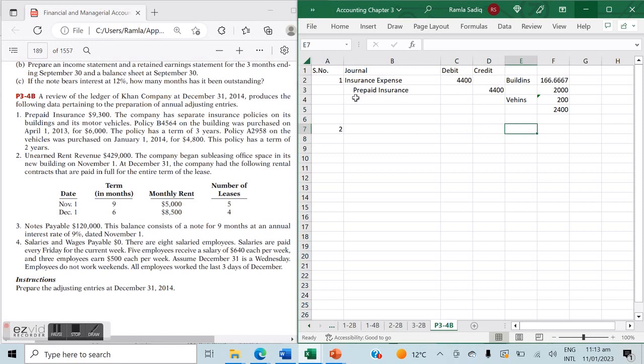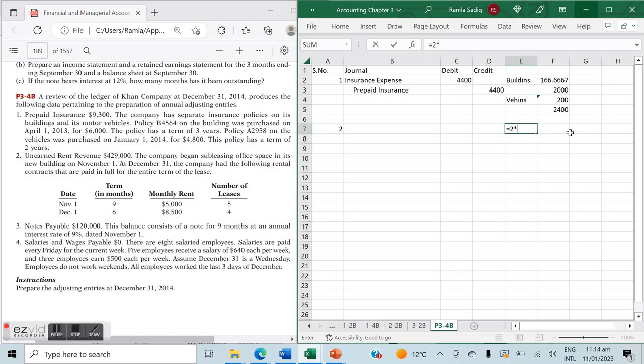Now, you have two different types of contracts. Your November 1st contract is a 9-month lease for a monthly rent of $5,000, and you have 5 leases of this kind. And this is your prepayment. That means you received 9 months' worth of rent from 5 of your customers or 5 of your clients. So to do this particular calculation, from the first contract, from November till December 31st, 2 months have passed.